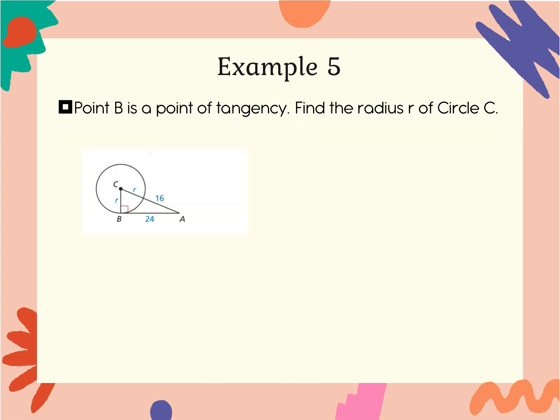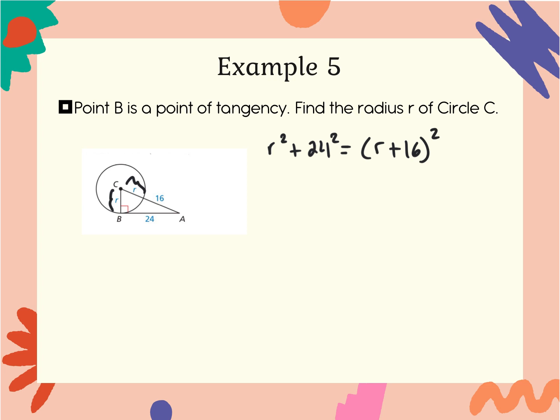So let's go over example 5. It says point B is a point of tangency and find the radius r of circle C. Now, because this is a right triangle, I can use the Pythagorean theorem. So I'm going to say r squared plus 24 squared equals (r plus 16) squared. Now, why do I write it like that and not just 16? Because this whole triangle is the right triangle. And also because we have r right here, which is part of the segment, and the other r, which is the other part of the segment.